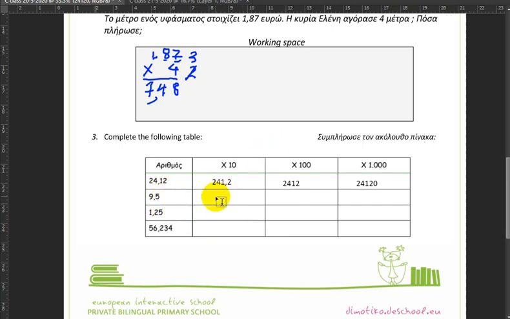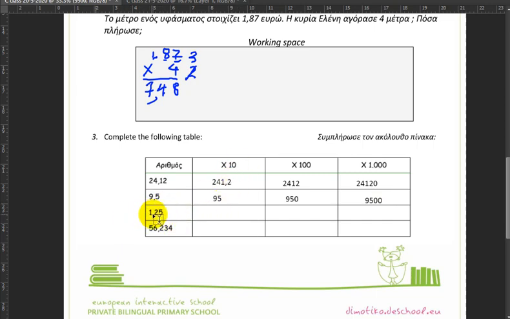9.5 times 10 will give us 95, because the decimal point moves one place to the right. Then it needs to move two places to the right, so one place to skip the 5 and the other becomes a 0. So 950. Then we need to take it three places to the right, so one to skip the 5 and the other two become zeros. So the 9, the 5, and the 2 zeros. There we go.